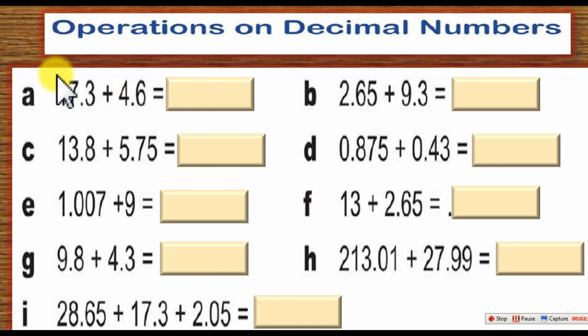1 and carry 1. 1 plus 1 equals 2. So the sum is 21 and 9/10 or 21.9. B. 2 and 65/100 plus 9 and 3/10.